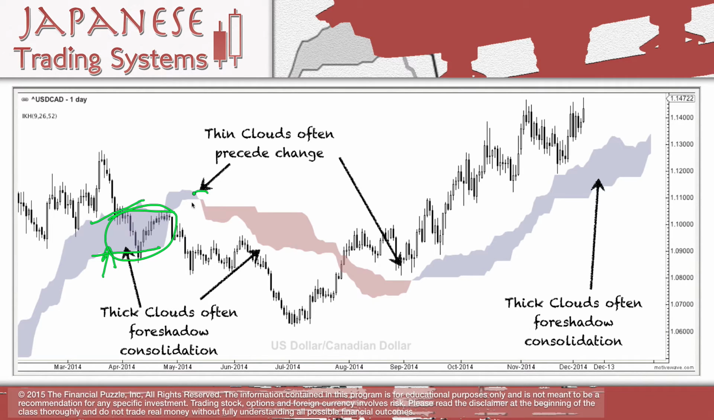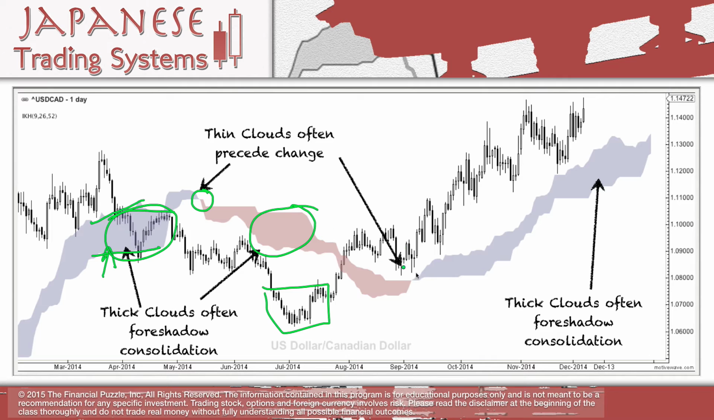Now look down here, we started to get into some thin clouds, and by this point we were moving into some bearishness. Now look here, we have big thick clouds. These are forecasting potential consolidation, and sure enough, that's exactly where we ended up consolidating in the future. I think that's quite fascinating.